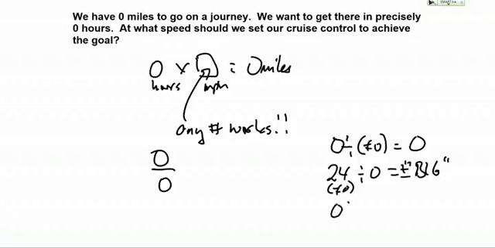And then finally, 0 divided by 0 is indeterminate, undefined. So you have no idea what that number is until you do further work with it.